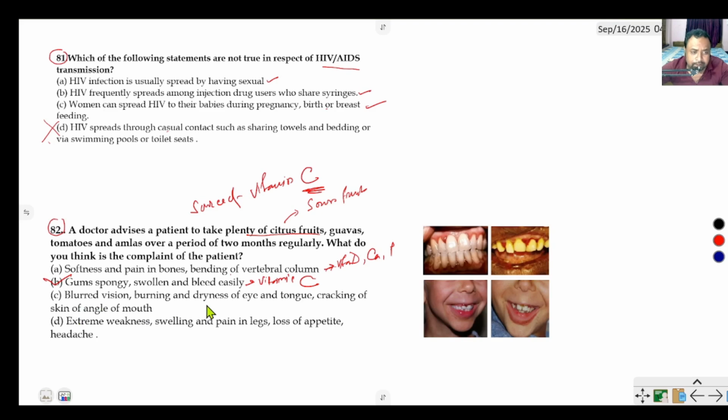Blurred vision, burning and dryness of eye and tongue, cracking of skin at the angle of mouth: this is due to the deficiency of vitamin A. Extreme weakness, swelling and pain in legs, loss after headache: that is malnutrition, or anemia. Here, next question.